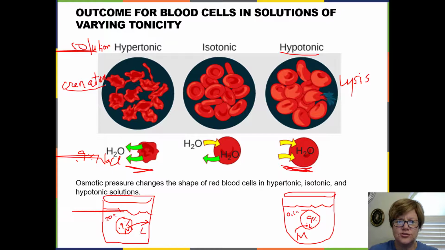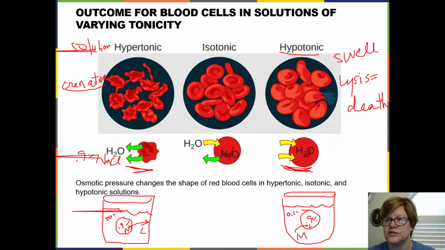Crenation is when the cells shrivel up because all their water is going out through the aquaporins. The cell isn't destroyed though. Lysis kills the cell. Crenation isn't the greatest, but the cell doesn't die. But lysis is death for the cell. So the cell will definitely swell in a hypotonic solution. If it doesn't reach isotonicity, it will keep swelling until it bursts.